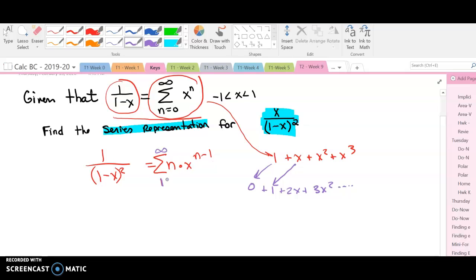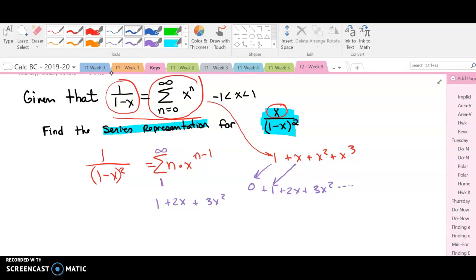So now when I do this, x to the 1 minus 1 is 0, n times 1 is 1. When I plug in a 2, I have 2 times x to the 2 minus 1. Well, that's my 2x, my 3x squared, etc. So the only difference between these two is that this one gets multiplied by an x.